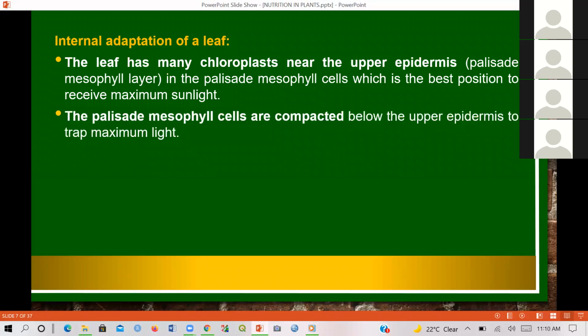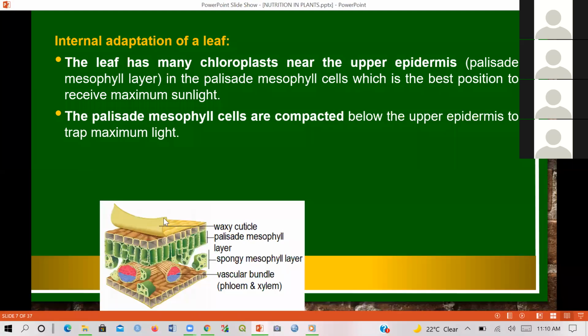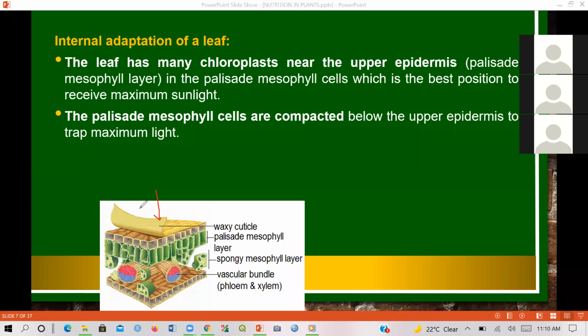And where are these chloroplasts found? This is the internal structure of the leaf, this one here. So look at this. You notice this one here is the upper part. This is the upper layer. So this is the surface of the leaf. Then this is the lower part of the leaf. So sunlight hits directly from the upper surface. So this is how the sun hits this plant.